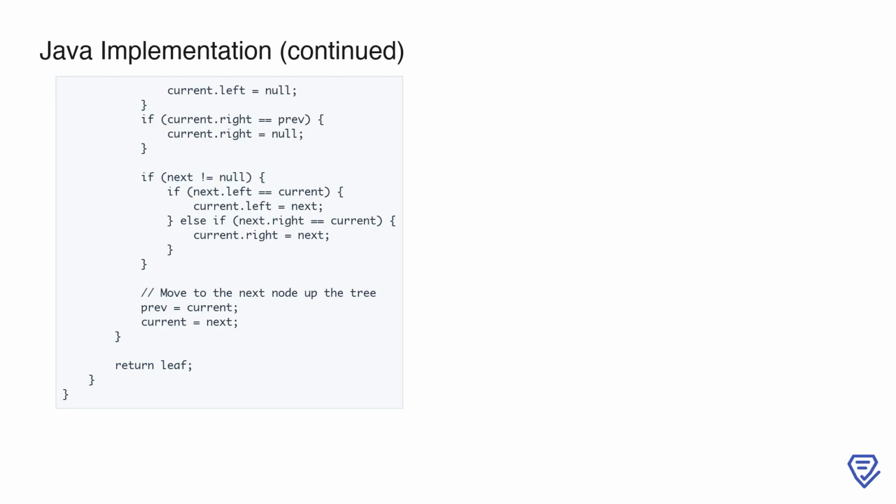Next, we handle the left and right child pointers of the current node. If the left child points to previous, it means we've already rewired this connection, so we set it to null. Similarly, if the right child points to previous, we set that to null as well. This ensures that the original parent-child links are broken. Then, we check the next node, which is the original parent of the current node.